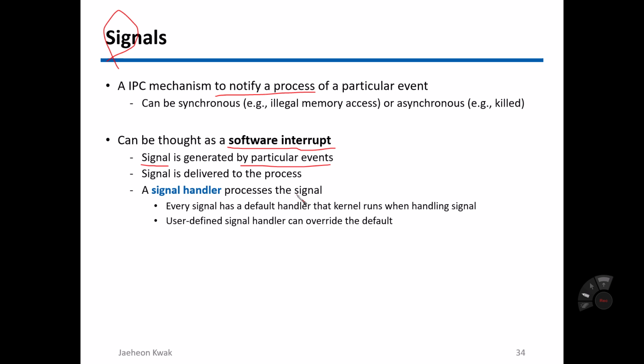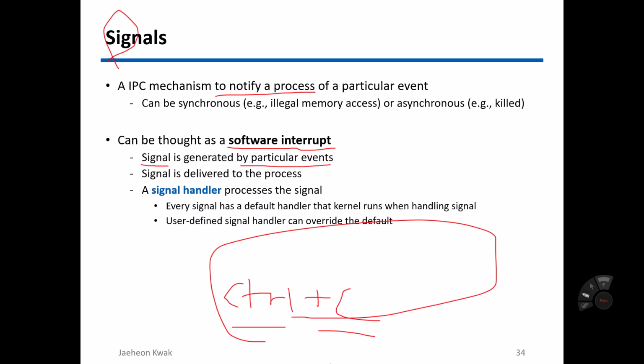A good example of a signal is Control plus C. When we run a C program and type Control C, the process will be terminated, right? That is sending a signal to the process. By typing Control plus C, we are generating a signal to terminate the process. So it's a good example of a signal.